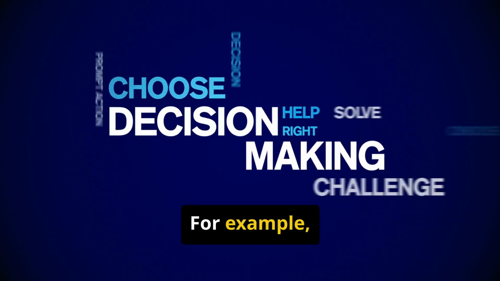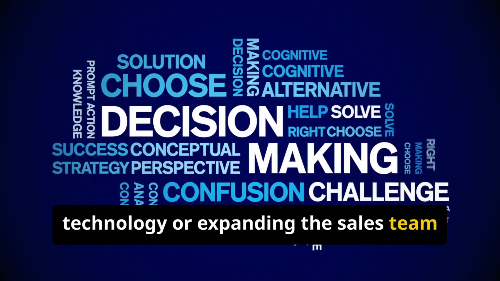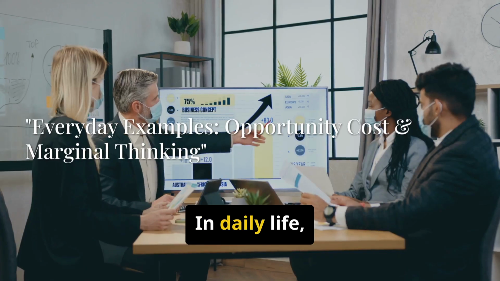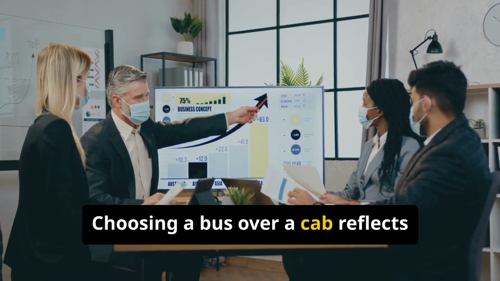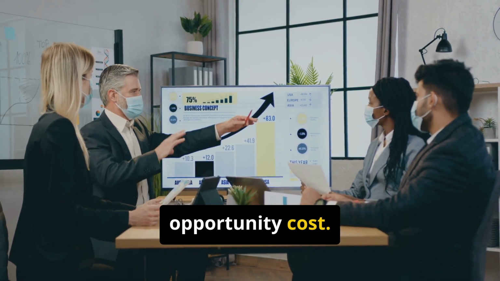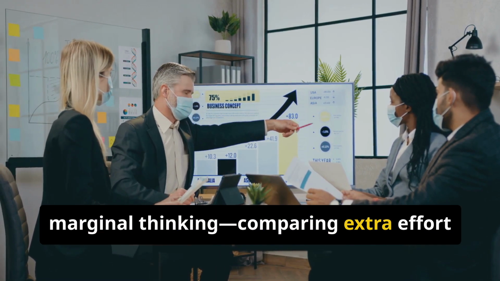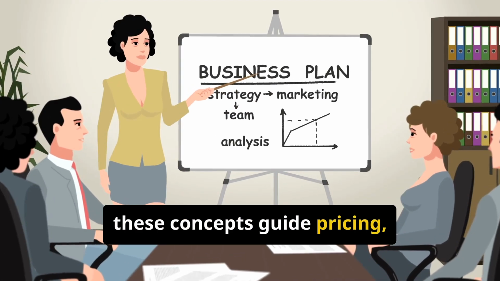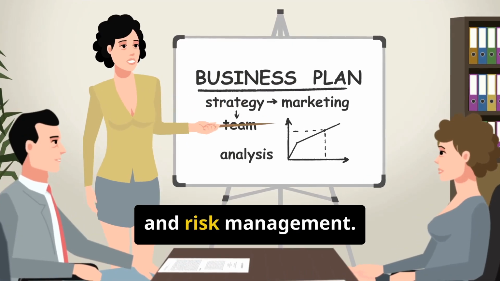For example, choosing between investing in new technology or expanding the sales team requires weighing costs, benefits, and constraints. In daily life, you apply these principles unconsciously. Choosing a bus over a cab reflects opportunity cost. Deciding to work overtime involves marginal thinking, comparing extra effort to extra reward. In business, these concepts guide pricing, demand forecasting, production, investment, and risk management.